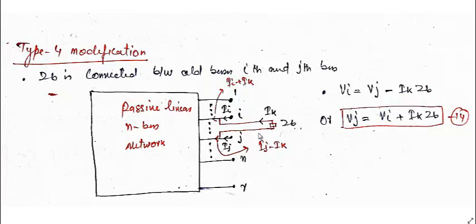So Vi will be equal to Vj minus the voltage drop of this, because Vj will be at higher voltage, because we are assuming Vj to be supplying current to Vi. So Vi will be equal to Vj minus Ik into ZB, or Vj is equal to Vi plus Ik ZB. Let us say this is equation 40.